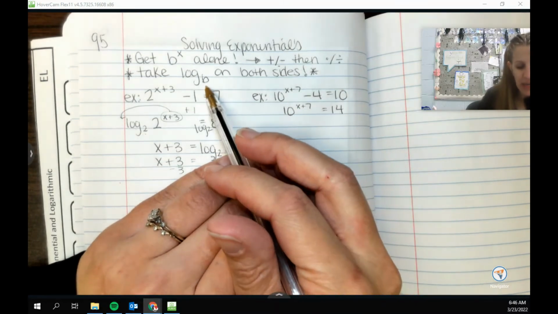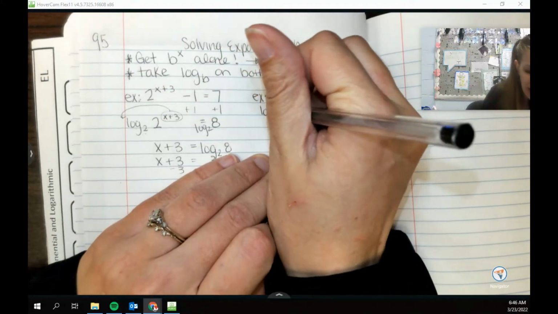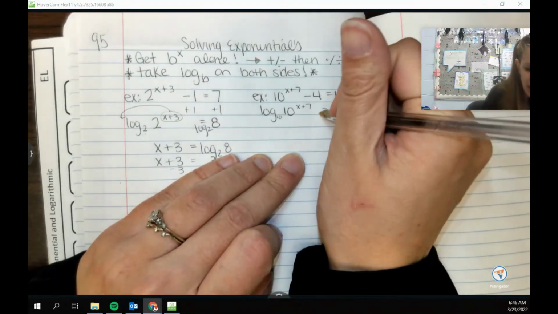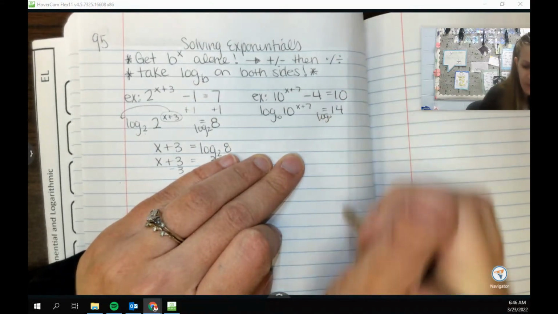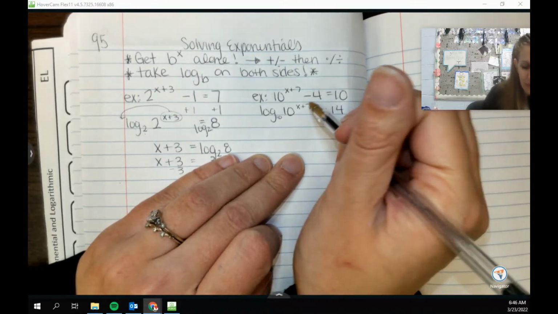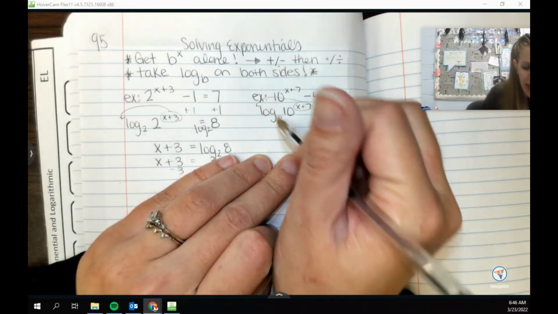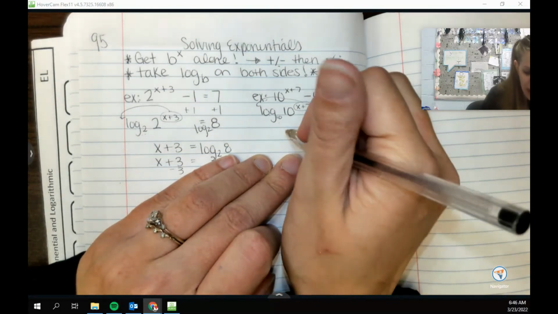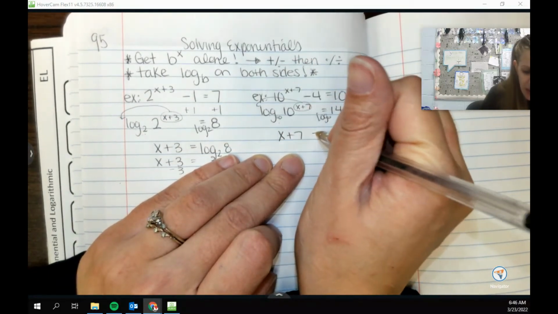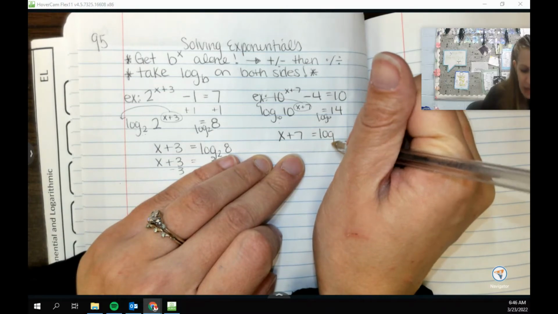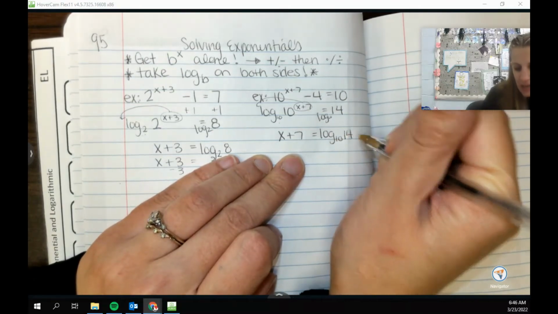So here's where we want to take our log base on both sides. So we take log base b, log base 10, both sides. That allows me to take my exponent out, and log base 10 of 10 is 1. So we have x plus 7 equals log base 10 of 14.